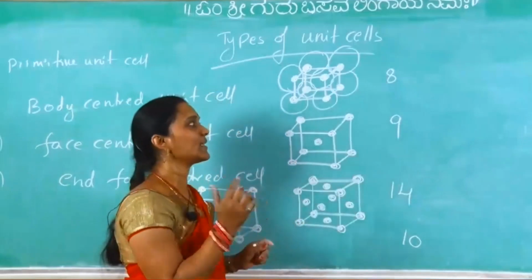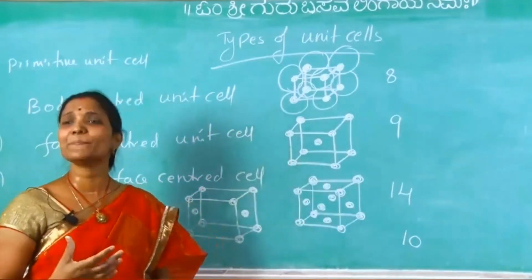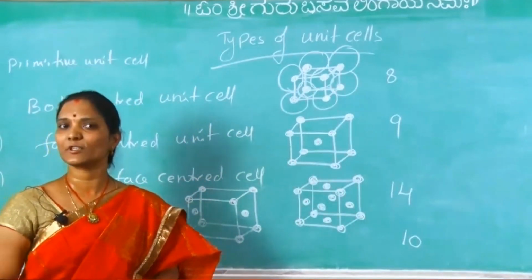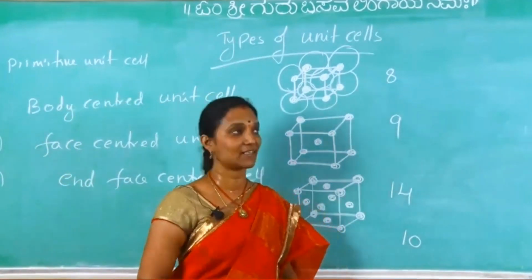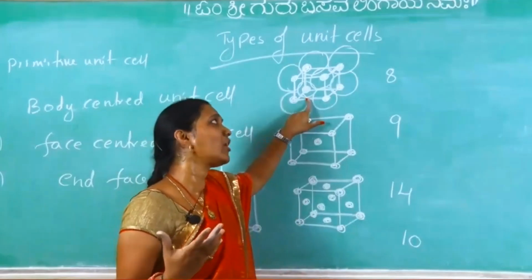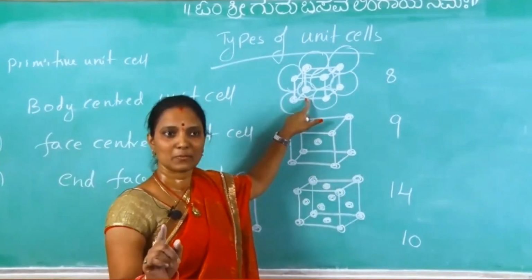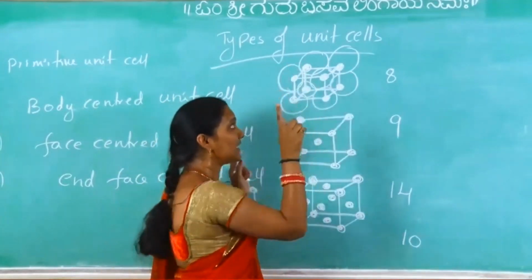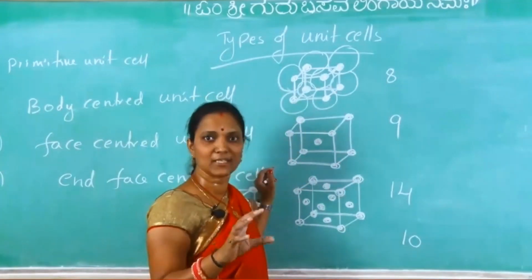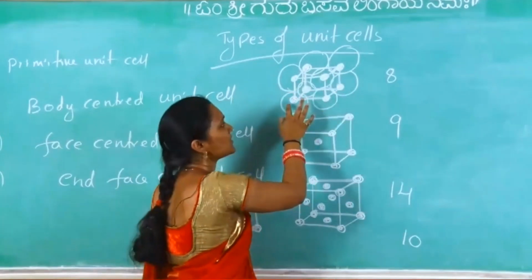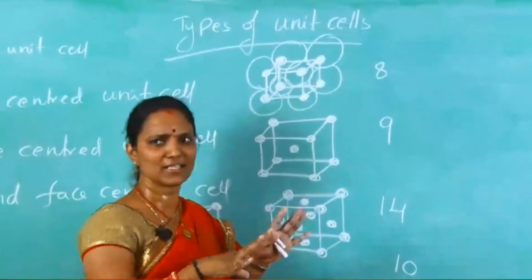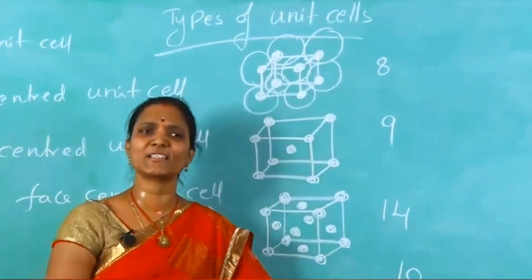Okay, and next one is, how many particles are there? Now concentrate well, listen carefully. How many particles are there in a primitive unit cell in total? Now, the point that indicates the position of the particle is the lattice point. All these lattice points have particles present. All these are particles. So, how many particles are there?